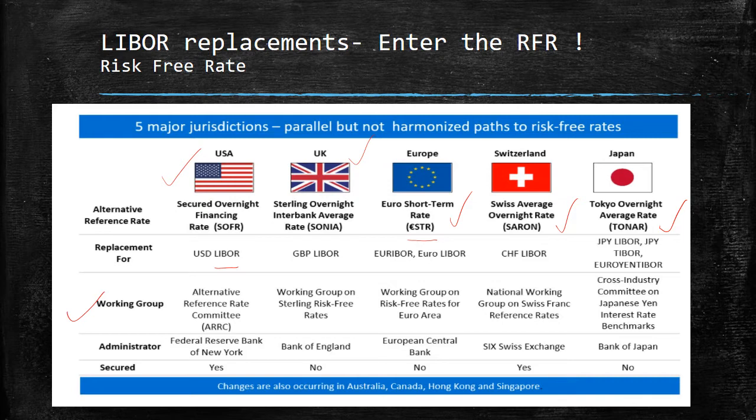And there is a working group for each of these. This is the working group which gives the oversight and monitors and governs these rates. And the administrator is usually the central bank of the respective region or country. Finally, there is a last column on whether it is secured or not. What we mean by secured, we will come to in the next slide when we try to understand what the Secured Overnight Financing Rate is. So with SOFR as an example, let's try to understand RFR, or the risk-free rate.